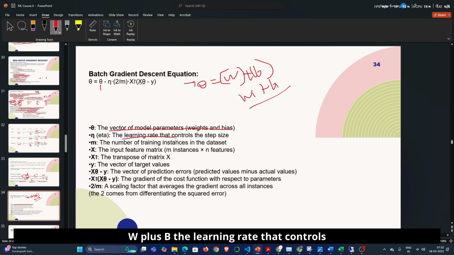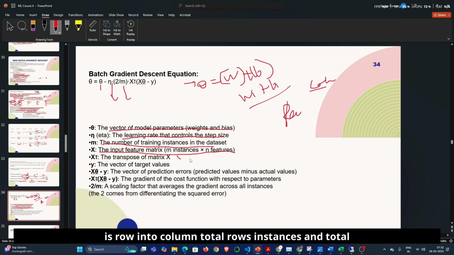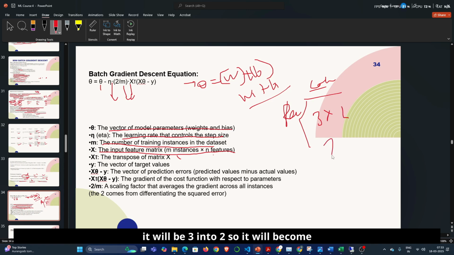The learning rate that controls the step size is this eta. The number of training instances is m, and the input feature matrix is m instances into n features. What are these? M instances means rows, n means columns, you can consider it row into column. Total rows are instances, and total columns are features. And we are taking the transpose. So if it is 3 into 2, it will become 2 into 3.